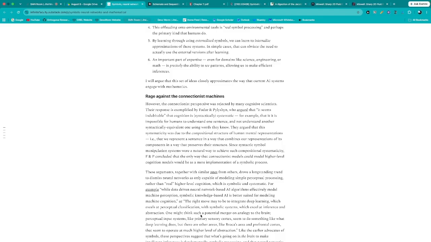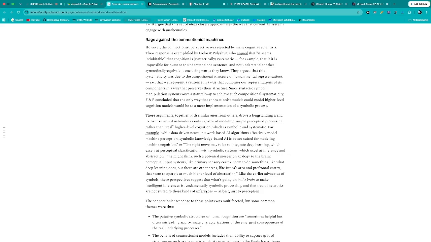Now one might think of a potential merger on analogy to the brain. Perceptual input systems like primary sensory cortex seem to do something like what deep learning does, but there are other areas like Broca's area and prefrontal cortex that seem to operate at much higher levels of abstraction. Like the earlier advocates of symbols, these perspectives suggest that what's going on in the brain to make intelligent inferences is fundamentally symbolic processing, and that neural networks are not suited to these types of inferences and perhaps just to perception.